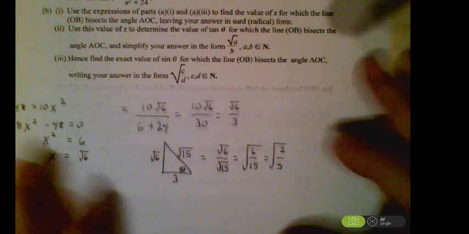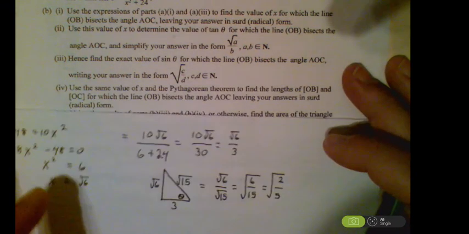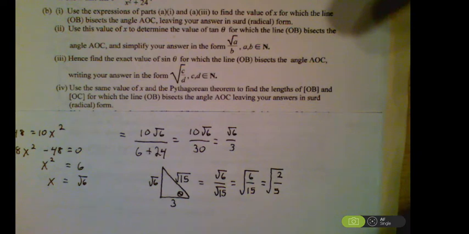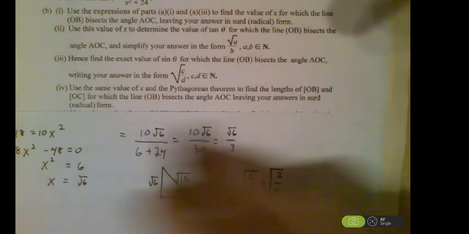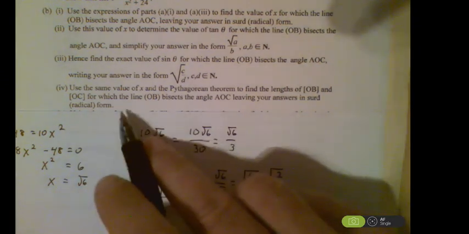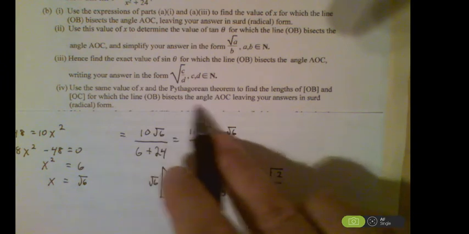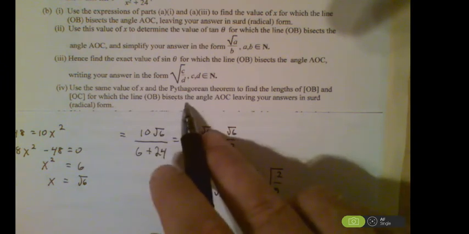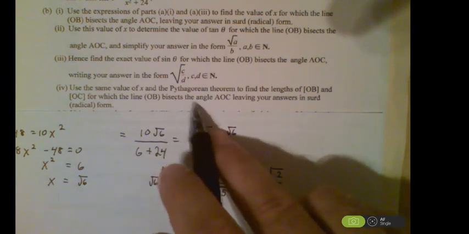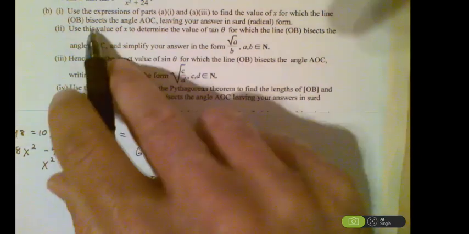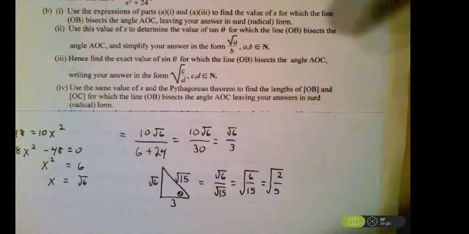So moving on to part 4, so use the same value of x and Pythagorean theorem to find some lengths of OB. All right, for these guys, notice with the way they're wording this, they're referring back to answer BI. So BI was where we figured out that x was root 6 in that case right there. So that's what they're really referring us back to, the answer that we came up with for part I, which was the root 6.